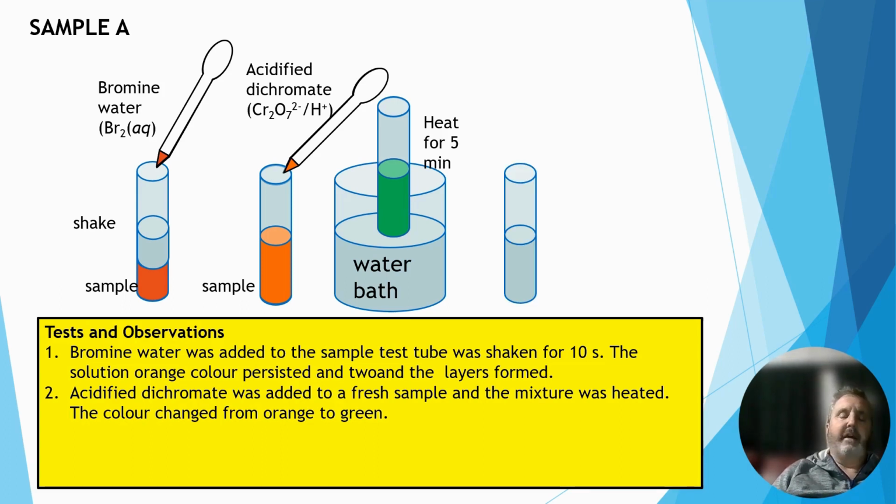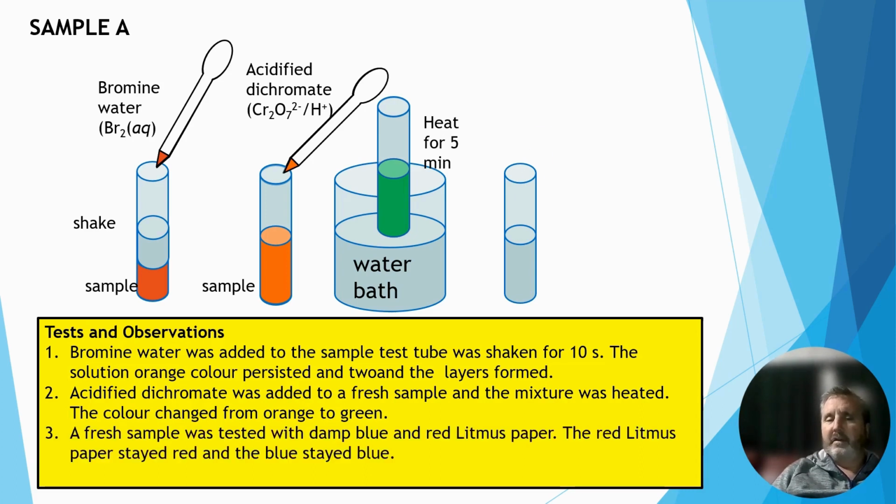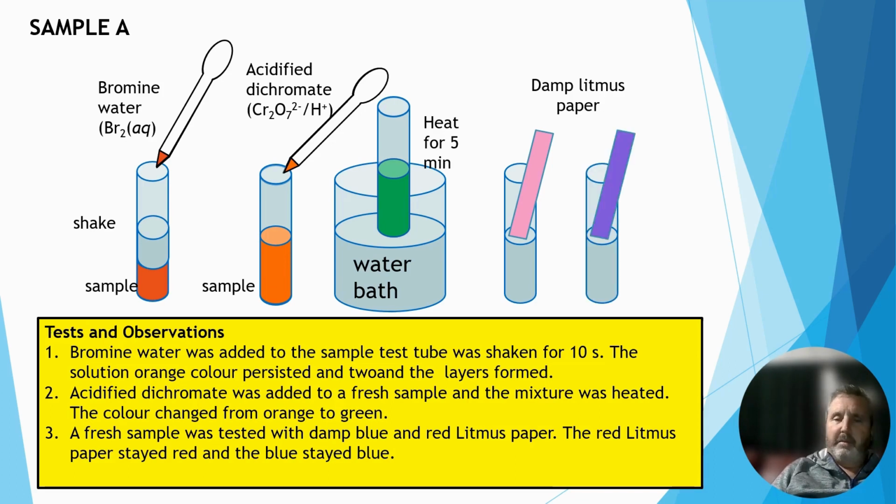Okay, and then we take a new sample again, a fresh sample of it, and we test it with damp litmus paper. So I add damp red litmus paper, it stayed red. I add damp blue litmus paper, it stayed blue. What that means, the red didn't change, so it wasn't a base, it wasn't an amine. Because amines is the only organic group we're looking at the moment, or an NH2 group, that would cause it to go blue. And the blue one didn't go red, so it means the sample isn't a carboxylic acid. So that's all the observations we need.